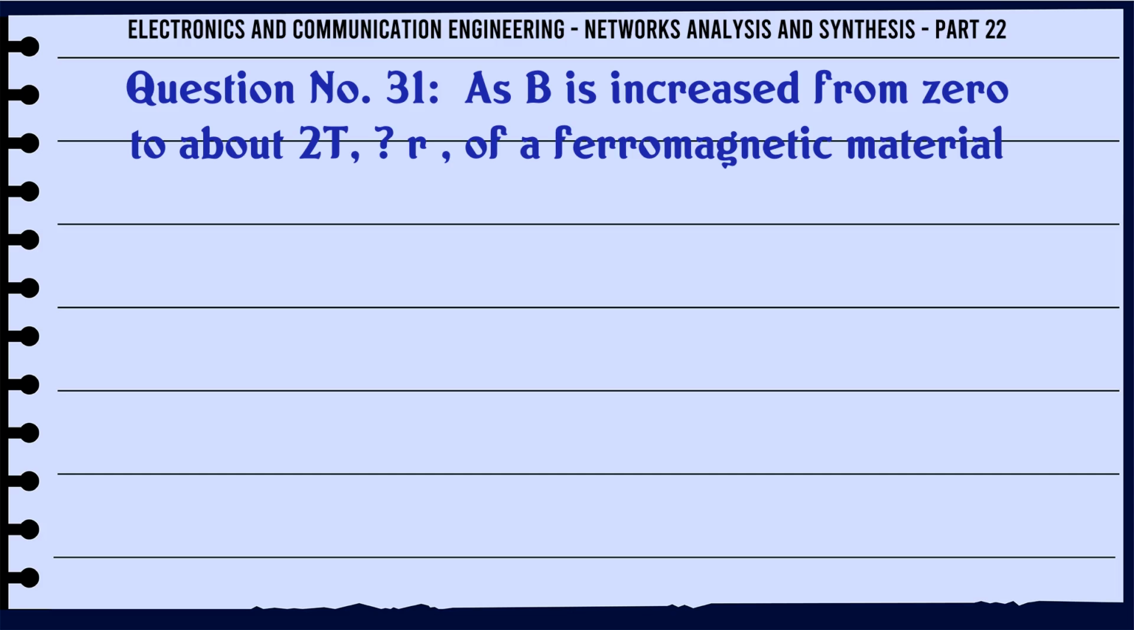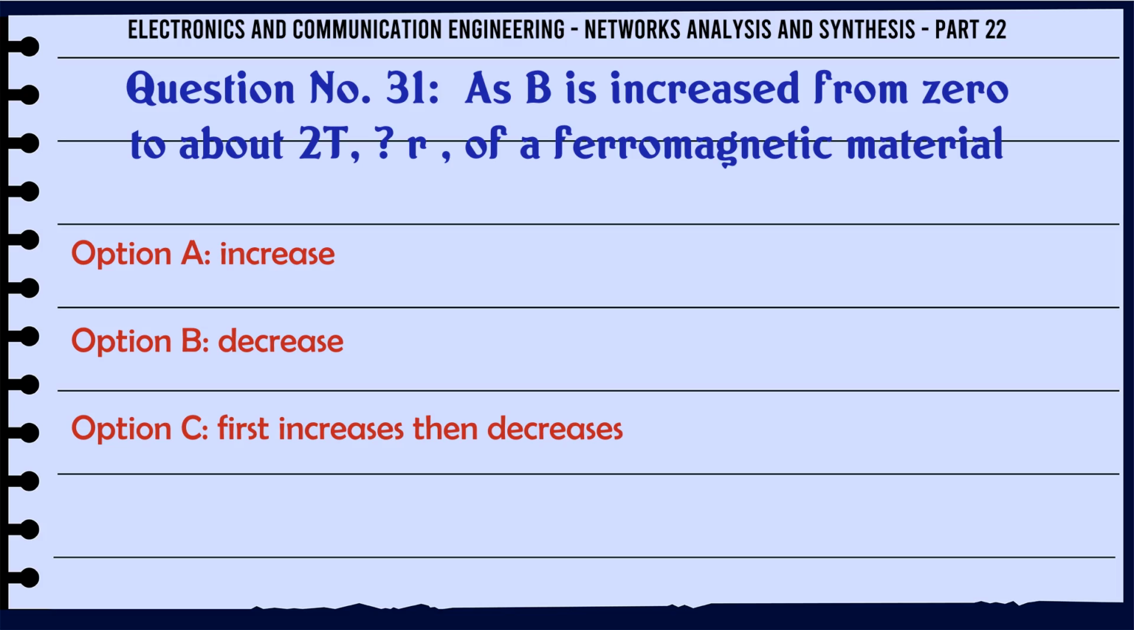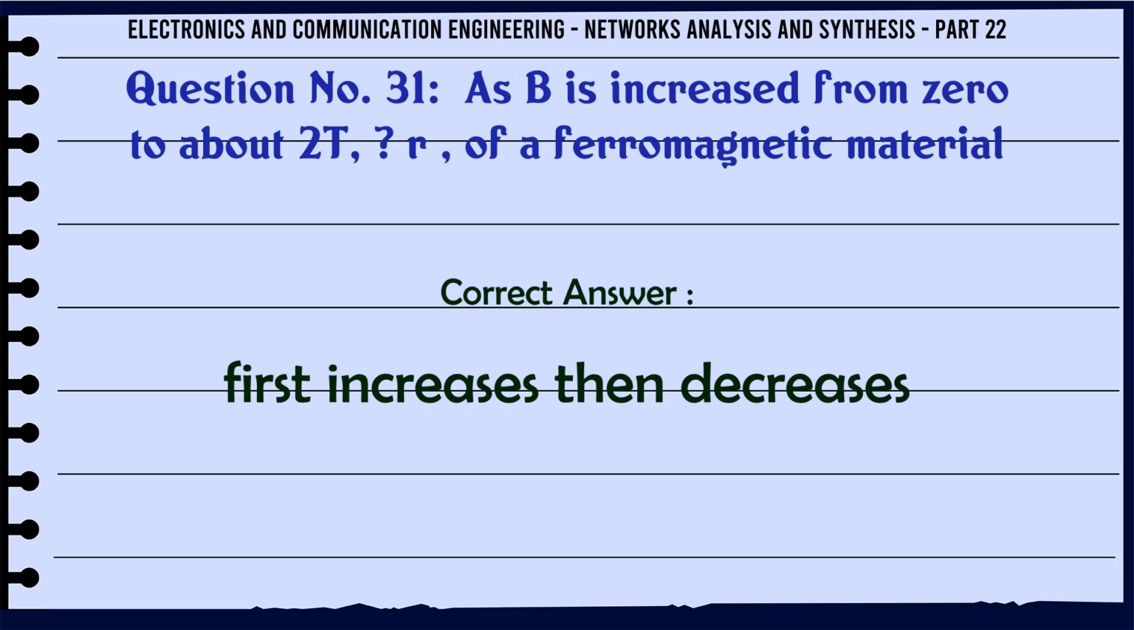As B is increased from 0 to about 2 Tesla, the value for a ferromagnetic material: A. increases, B. decreases, C. first increases then decreases, D. remains the same. The correct answer is first increases then decreases.